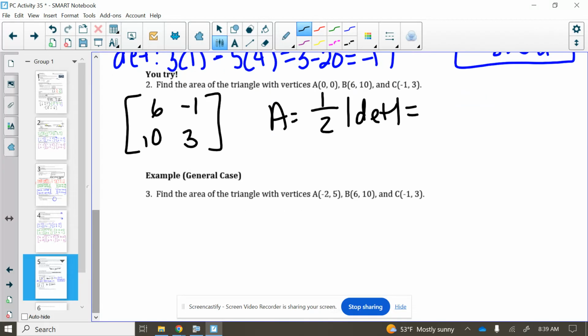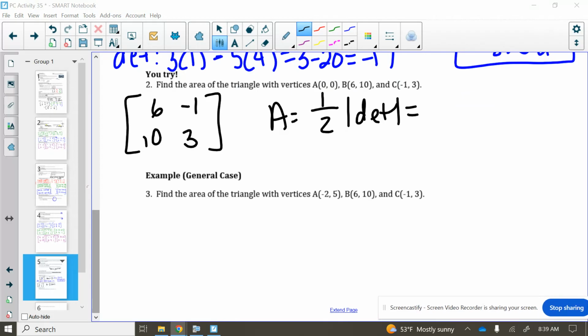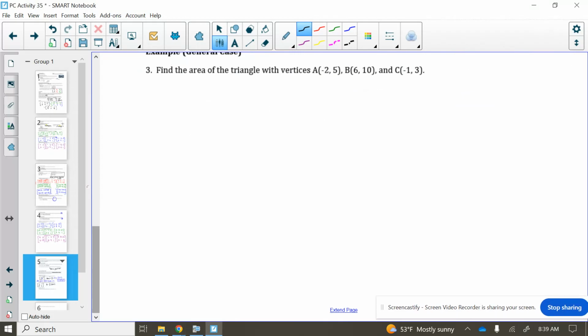Now, what happens if we have a case where this is not at 0, 0? Well, we need to shift our point so that one of these vertices does end up at 0, 0. So I'm going to choose to shift point A to 0, 0. Okay, so now I have my point. So what I had to do in order to get that is I had to add 2 to my x values, subtract 5 from my y values. So I'm going to do those same things to B and C.